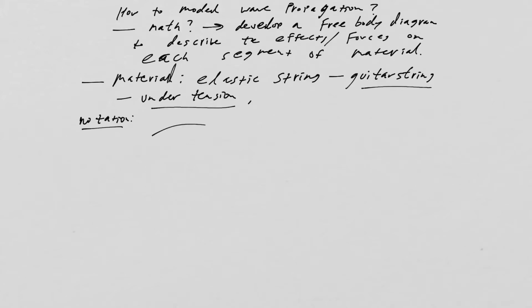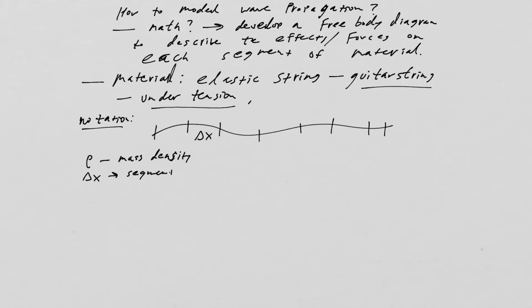First off, here's our string. We're going to segment it out like this. And each segment will be a delta x. All right. And what we're going to talk about now is rho. There's going to be some mass density to the string. This is going to be, of course, our segment length.